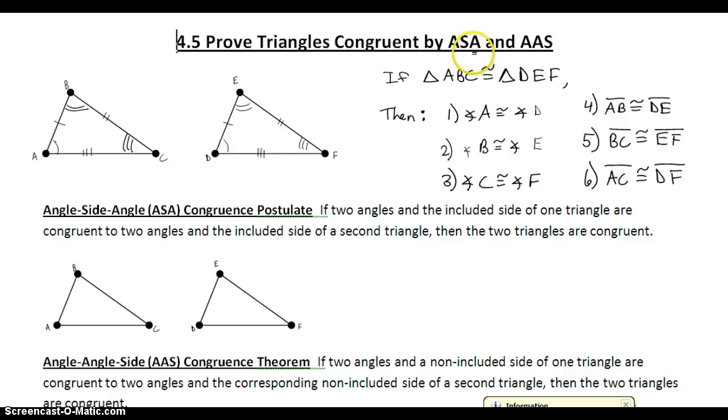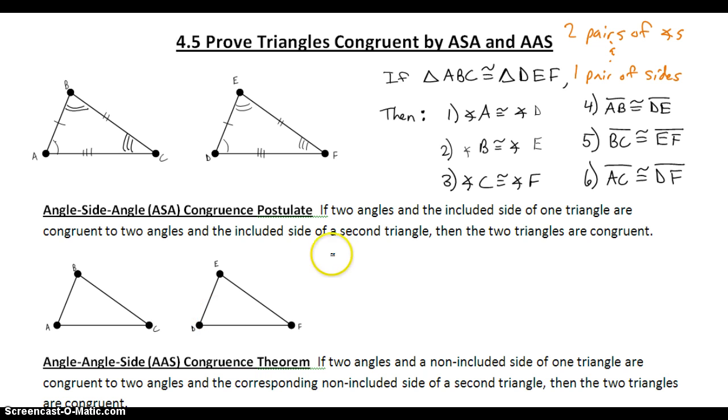In today's lesson, we're looking at two more ways to prove triangles congruent: angle, side, angle, and angle, angle, side. Both of these postulates and theorems involve two pairs of angles and one pair of sides. The difference between the two is where the side is in relation to the angles. In angle, side, angle, the side has to be included between the two angles.